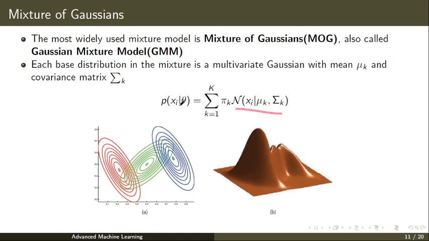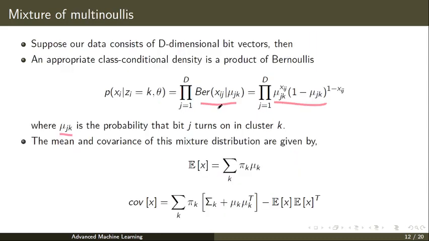The same thing, the probability of xi given theta is the summation over this into the PDF. Here it is the product over all bit vectors into this, which is a product of Bernoulli distributions, or we can say multiple Bernoulli distributions. So we call it a mixture of multinoullis.